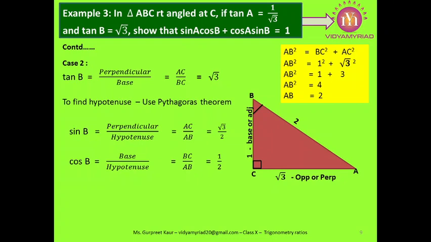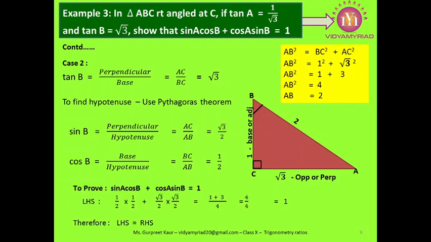Same way we will find out cos B. Cos B is base upon hypotenuse. What is my base? BC, which is 1, and hypotenuse is AB, which is 2. Now we have all the values: sin A, cos B, cos A, sin B. Let us put them into this and we will prove the left hand side. Your sin A and cos B is 1 by 2 into 1 by 2. Cos A is root 3 by 2. Sin B is also root 3 by 2. On solving this and taking the LCM, we are getting 1, which means our left hand side is equal to right hand side.